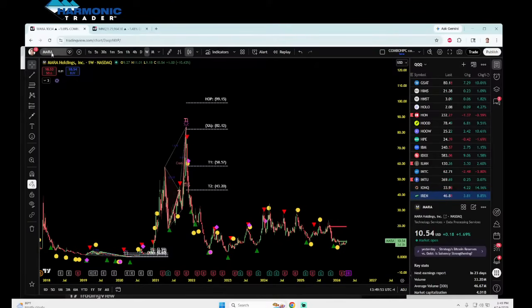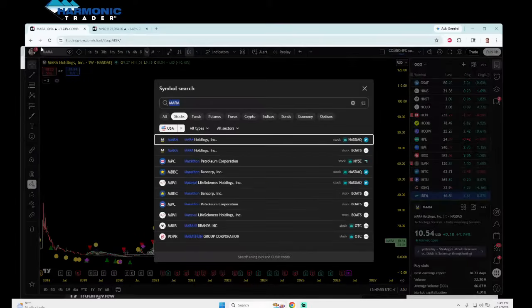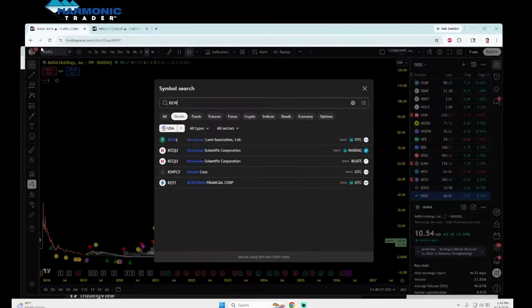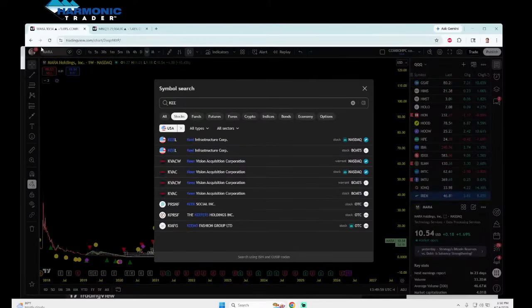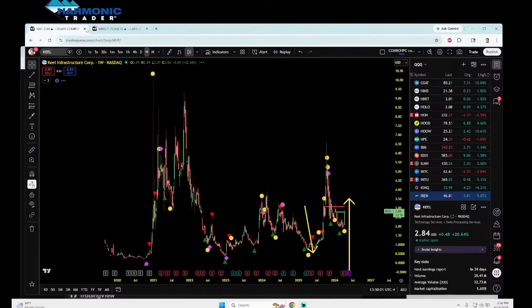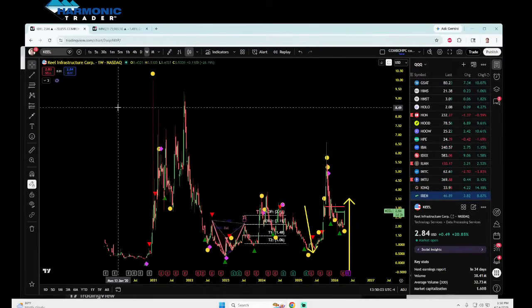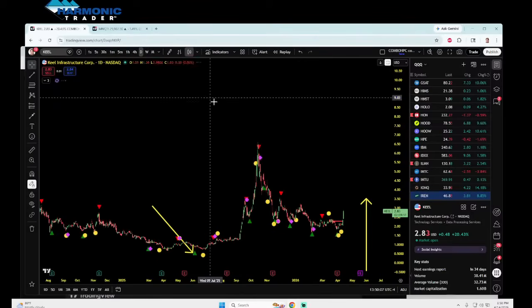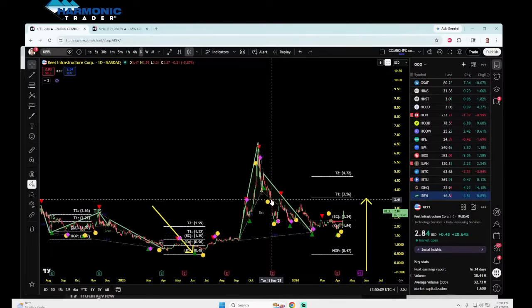Here's something. I don't know if I posted this to you. Someone brought up this Keel Infrastructure. They were the former Bitfarms, now trading under KEEL, and you go on the daily. Okay, big, beautiful bat pattern, confirmation, everything.